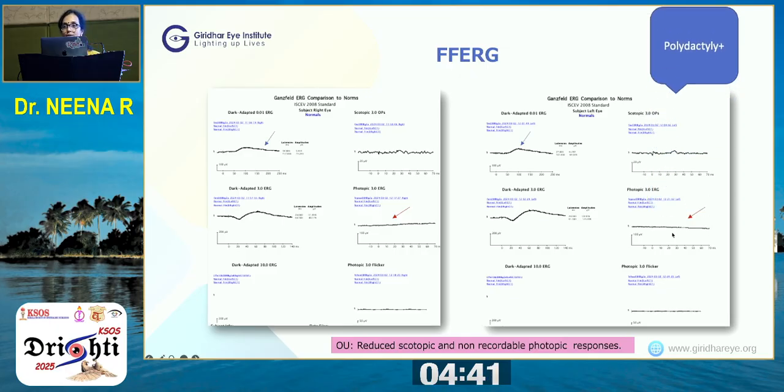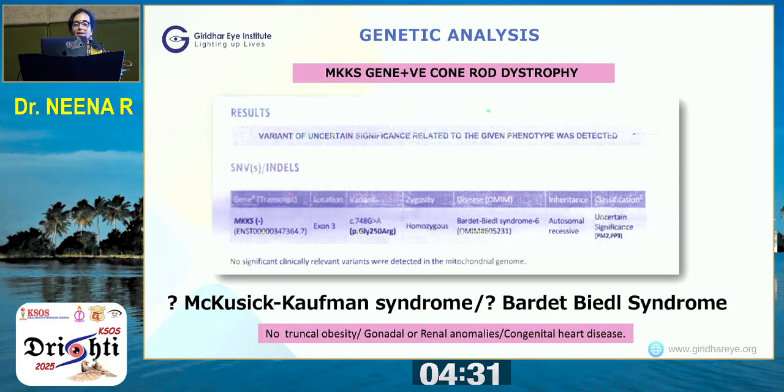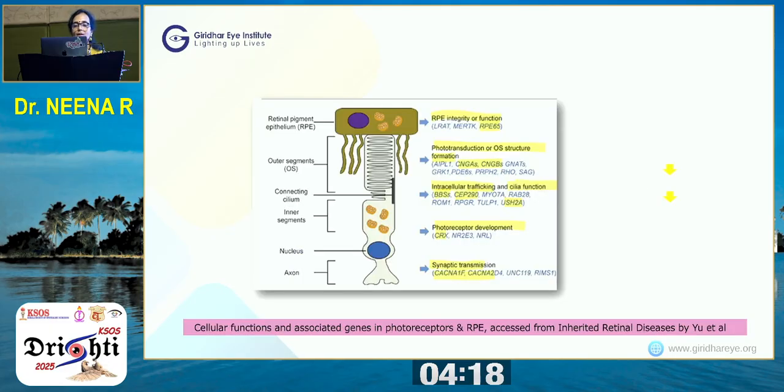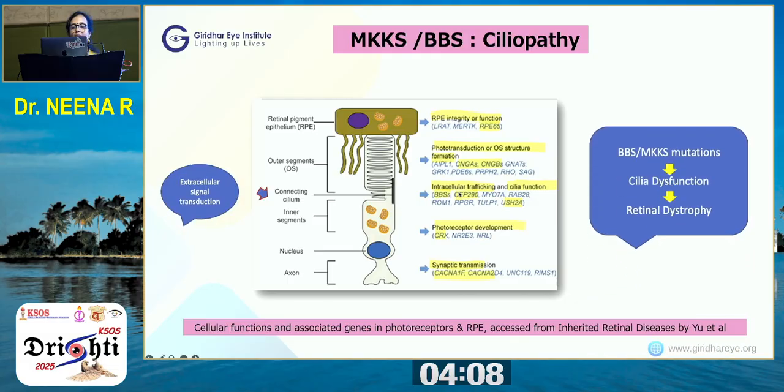So that's when I saw him. He was having polydactyly. So I was thinking, is this some kind of syndromic retinal dystrophy? I was thinking that in mind, and I ordered this test, and he came out positive for the MKKS gene, something which is similar to Bardet-Biedl, but without truncal obesity, without gonadal or renal agenesis, without congenital heart disease. It only has the retinal manifestations and polydactyly. So how does it help you? This is again, as Divya mentioned, a ciliopathy. It affects the intracellular traffic and cilia function, and that's where the mutation is, and that's when you get a retinal dystrophy, something like Bardet-Biedl.